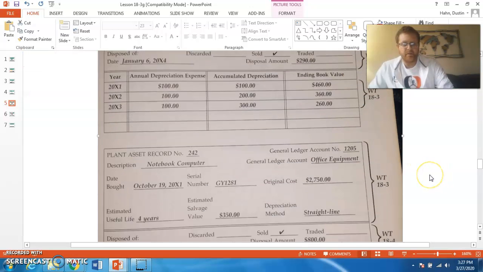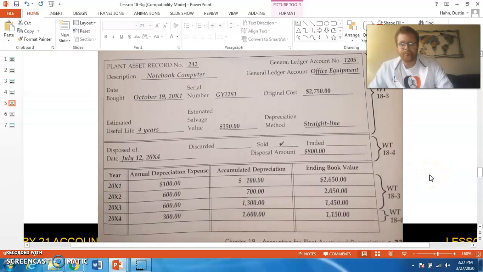I'll go to the bottom of this one as well. Your second one is you bought a notebook computer on October 19th. Your plant asset record number is 242, that's provided in the book. Your notebook computer falls under office equipment. The account ledger is 1205. You bought it on October 19th, that's provided to you. The original cost is $2,750. Estimated salvage value is $350. You have it for 4 years. You're using straight line. Again, don't worry about the second part because that's in the next section.